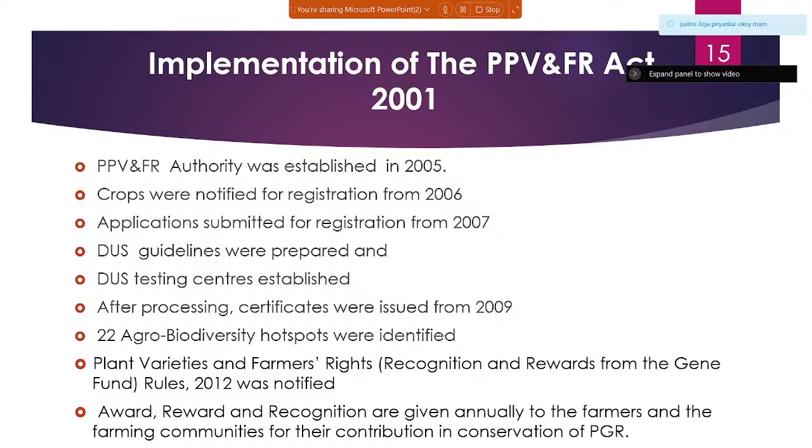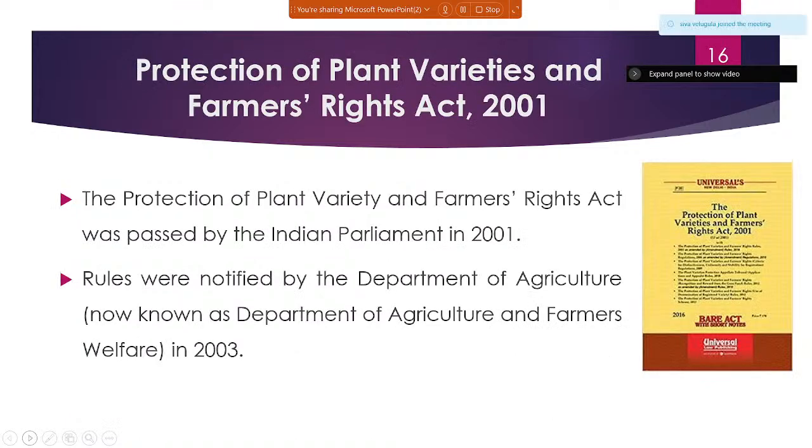They give it annually to the farmers and the farming community for their contribution in conservation of PGR, that is, plant genetic resources. As I told you, in India farmers are very important, so farmers' rights are included in the act itself. This is the cover page of the act. That is just the book I have. It can be from any publisher. So you can see the Protection of Plant Variety and Farmers' Rights Act 2001.